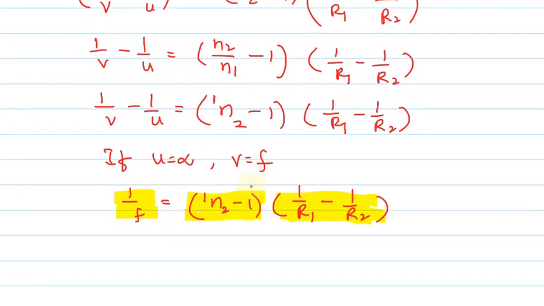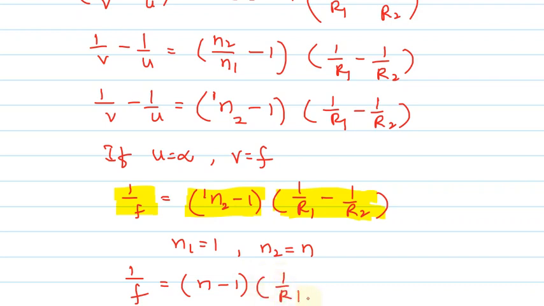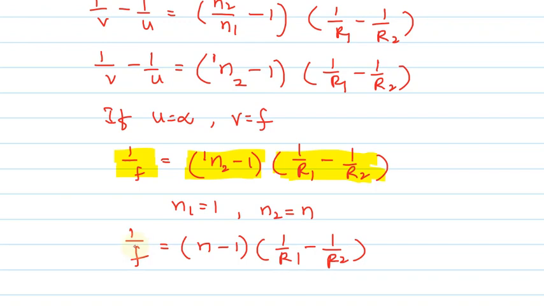Now if we consider the lens is placed in air, then we can write n1 as 1, because the refractive index of air is 1, and for the glass material, the refractive index, let us write n2 as n. Then we can write this relation as 1 by f is equal to the refractive index of glass, that is the lens, n minus 1 into 1 upon r1 minus 1 upon r2. So this is the relation for the lens maker's formula when the lens is placed in air.